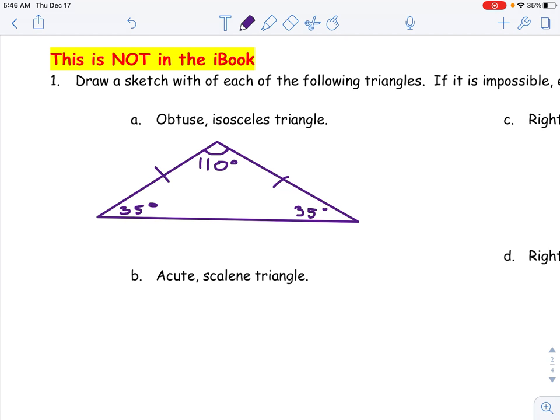That's 35 degrees. Alright, and then I'm going to just make up some numbers. This isn't necessarily correct, but then that'd be 5. That would be 5. And let's say this is 7. Alright, obtuse isosceles triangle. Cool.